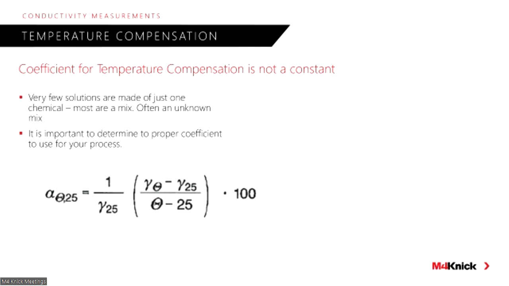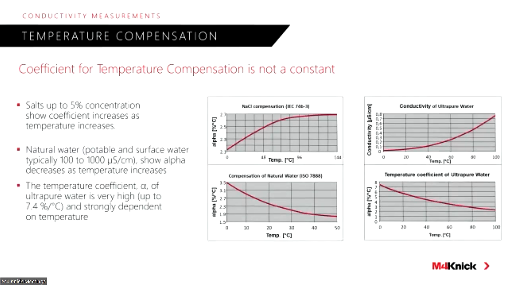Most often that's done via a linear coefficient. So we plug one coefficient value in and it's across a linear line. But tables can also be built because, again, most solutions are not linear, right? This actually shows that salts up to 5% concentration have a significant difference as temperature increases. Natural waters, ultrapure water, for instance, have a major impact or influence of the change in temperature on them.